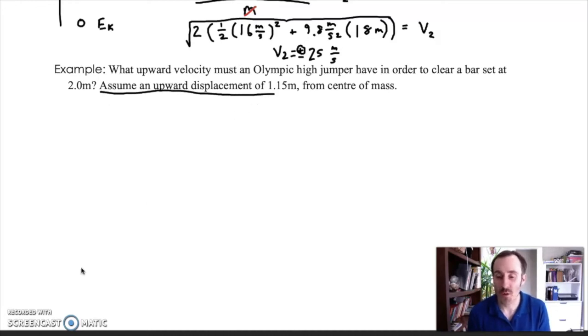So if you know anything about high jump, or if you've had experience in high jump before, you'll know that when you're running at the bar, I'm going to use red for the person so you can actually see them.